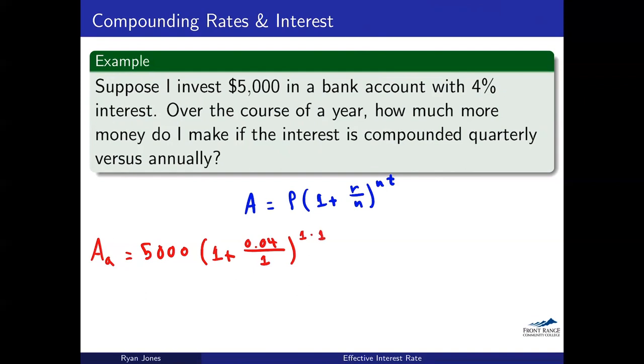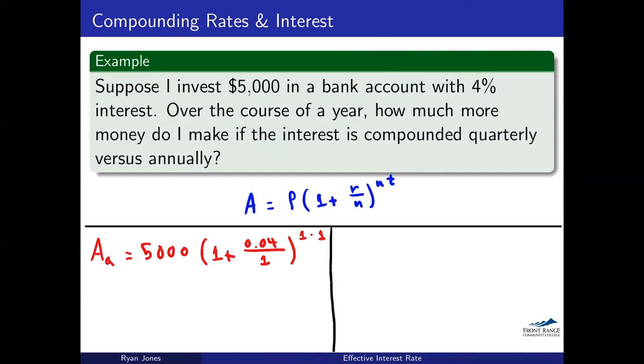Likewise, we can also set up this quarterly calculation, and I'll label it A sub q, q for quarterly. Again, we have 5,000 that we're starting with, that's our principal amount, and 1 plus our interest rate, which has not changed, divided by 4. Then the exponent is 4 times 1, not t, 1. And so that's quarterly, so n would be 4.